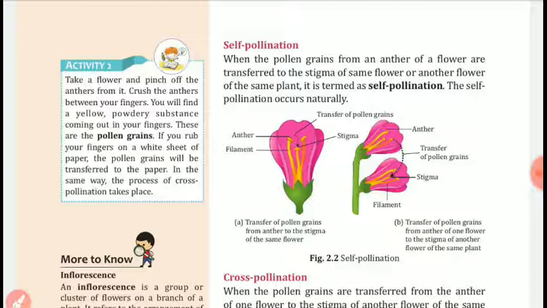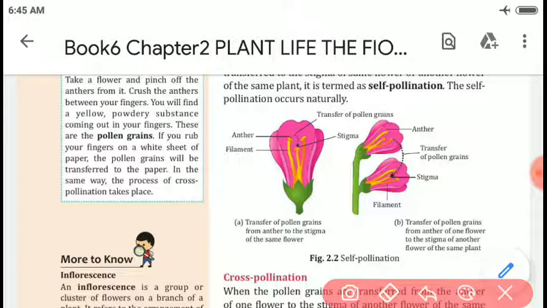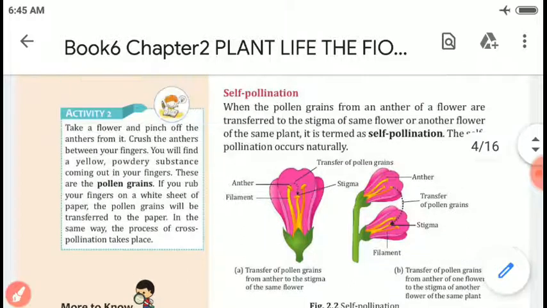When the pollen grains from the anther of a flower are transferred to the stigma of the same flower or another flower of the same plant, it is termed self-pollination.